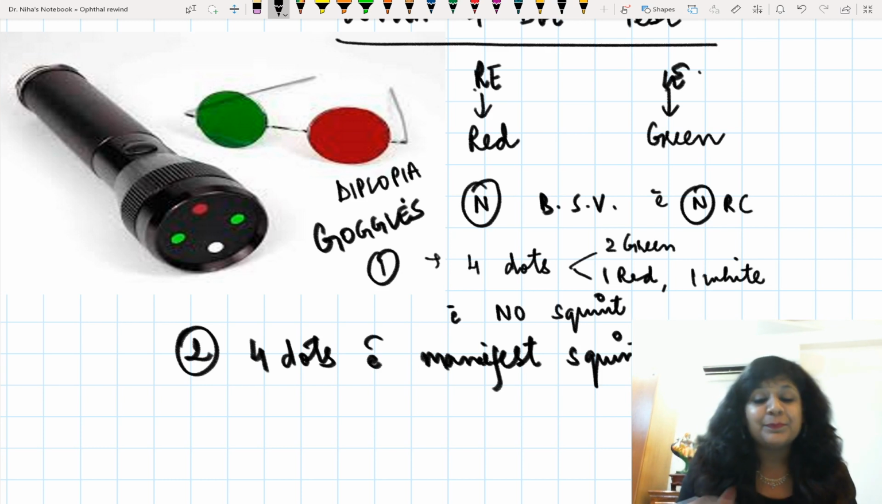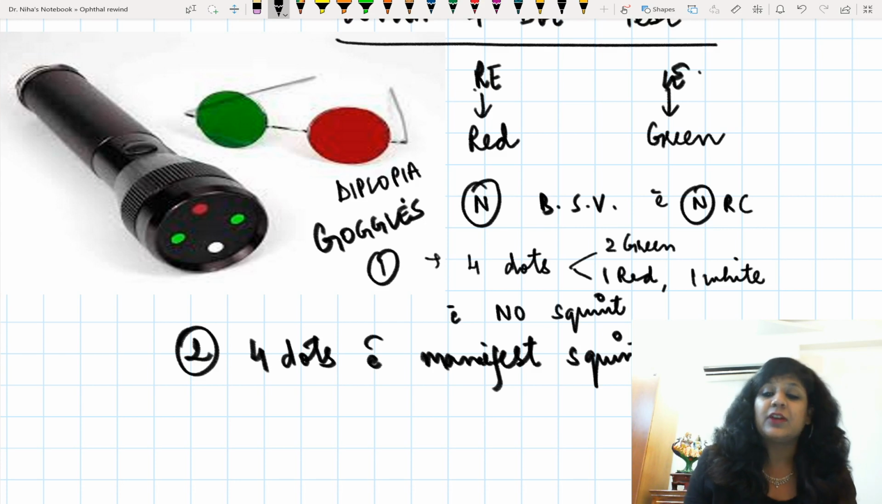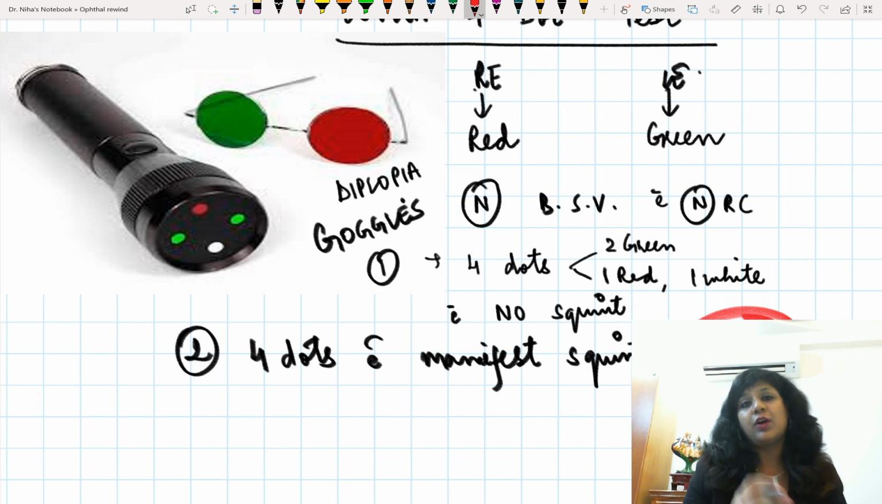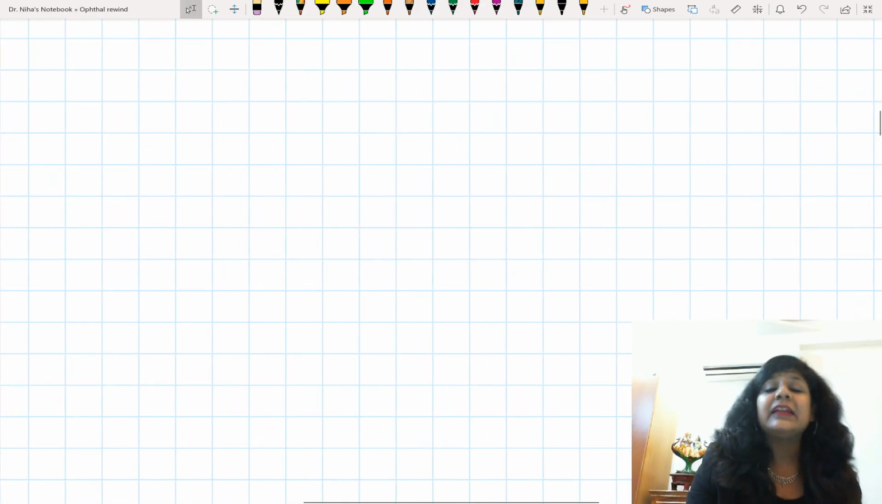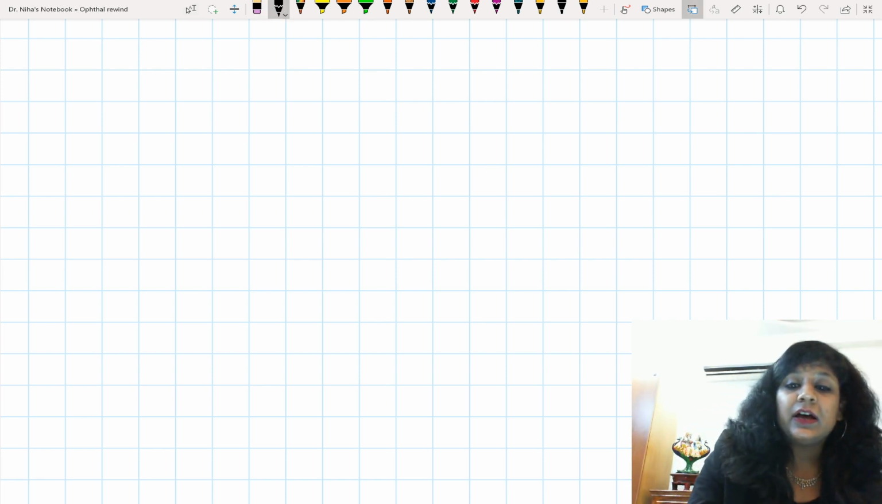Now what is this? This means the person has abnormal retinal correspondence. Now this is an important concept. You should know what abnormal retinal correspondence is. For understanding abnormal retinal correspondence, you should first know what normal retinal correspondence is. So let us see what it is.